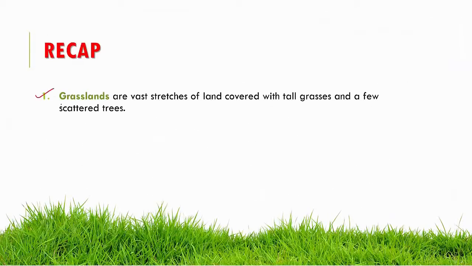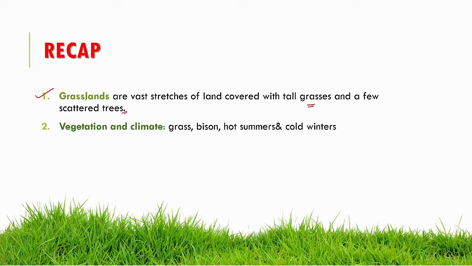We saw that grasslands are vast stretches of land that are covered with tall grasses and very few scattered trees. And we saw that these grasslands were given different names in different places. To name a few, we have prairies of the North America and pampas of the South America and so on. Then we moved on to the vegetation and the climate of grasslands, where we saw that grass grows aplenty, and we saw that bison used to graze in millions and millions there, but now because of agriculture they have become less in number. Then we saw that summers are generally hot and winters are cold, and there is moderate rainfall that is seen during the summer seasons.